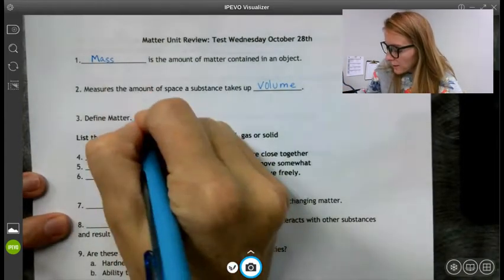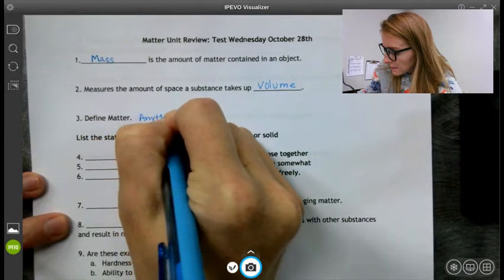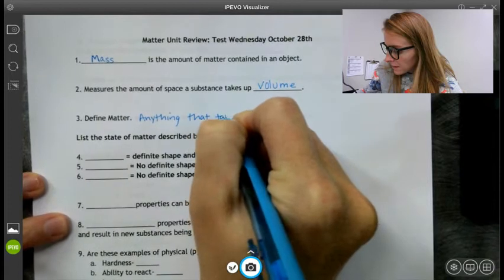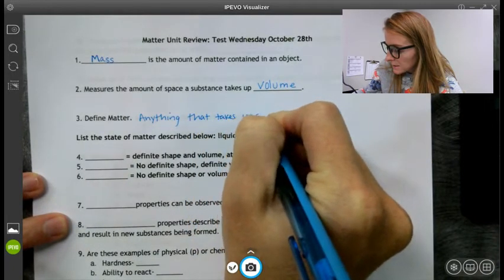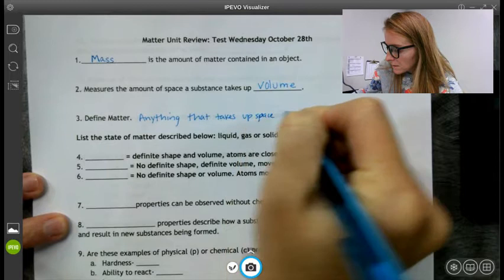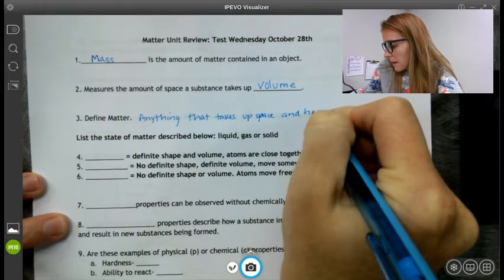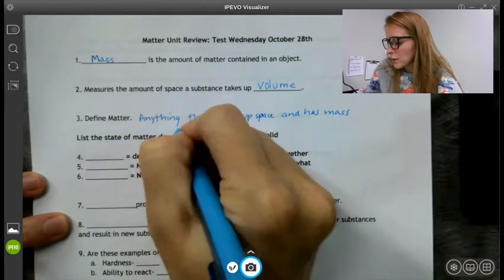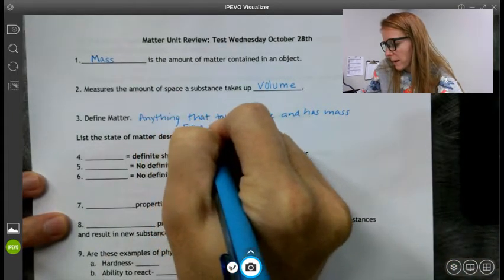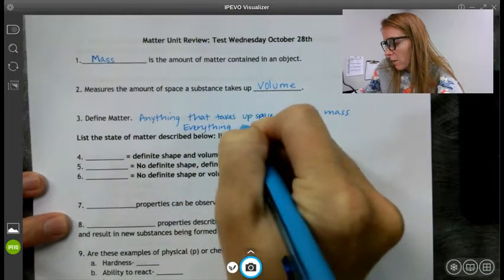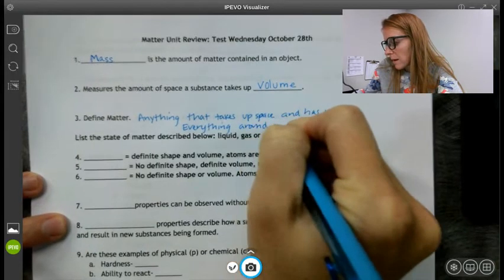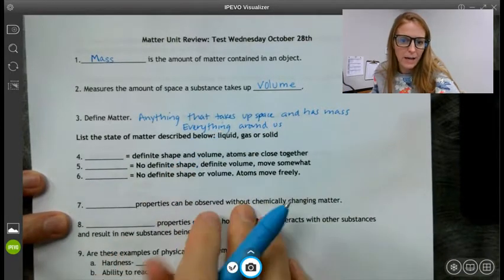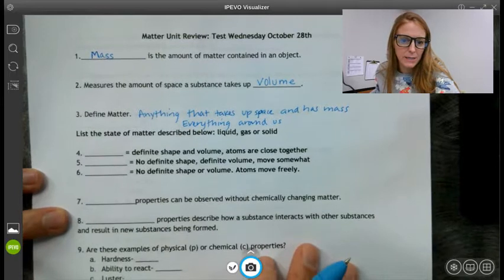Defining matter, that is anything that takes up space and has mass. That's like the formal definition. You could say also everything around us. You could put that in your own words, but that's the formal definition. Anything that has mass and takes up space.